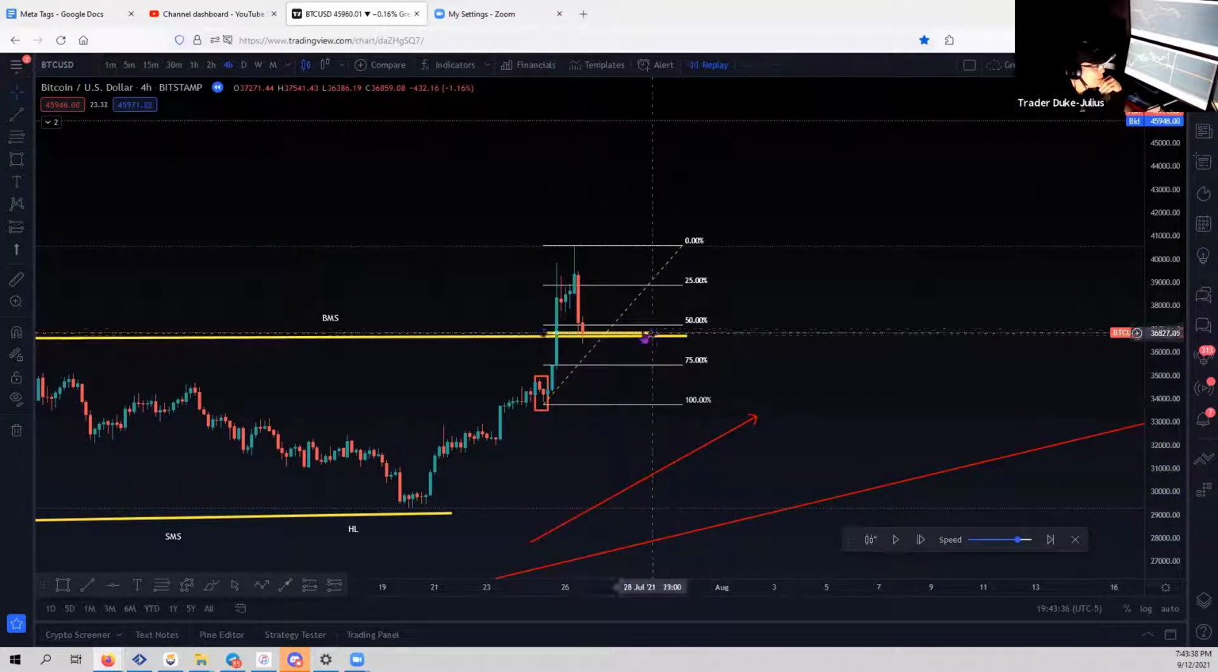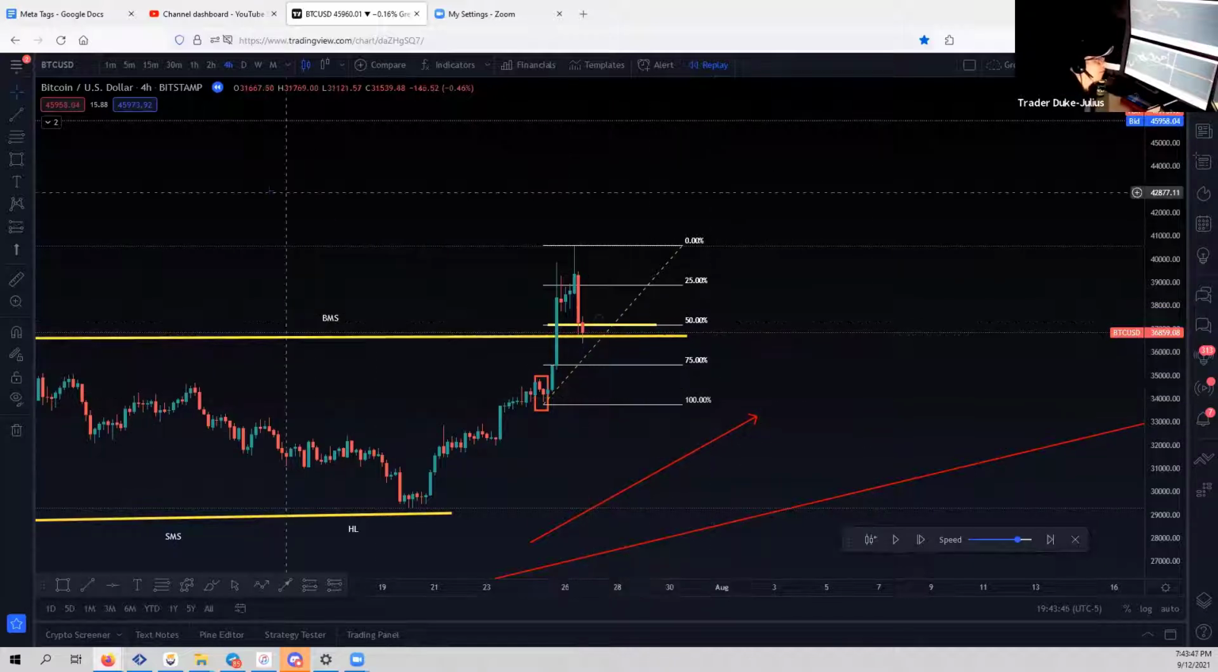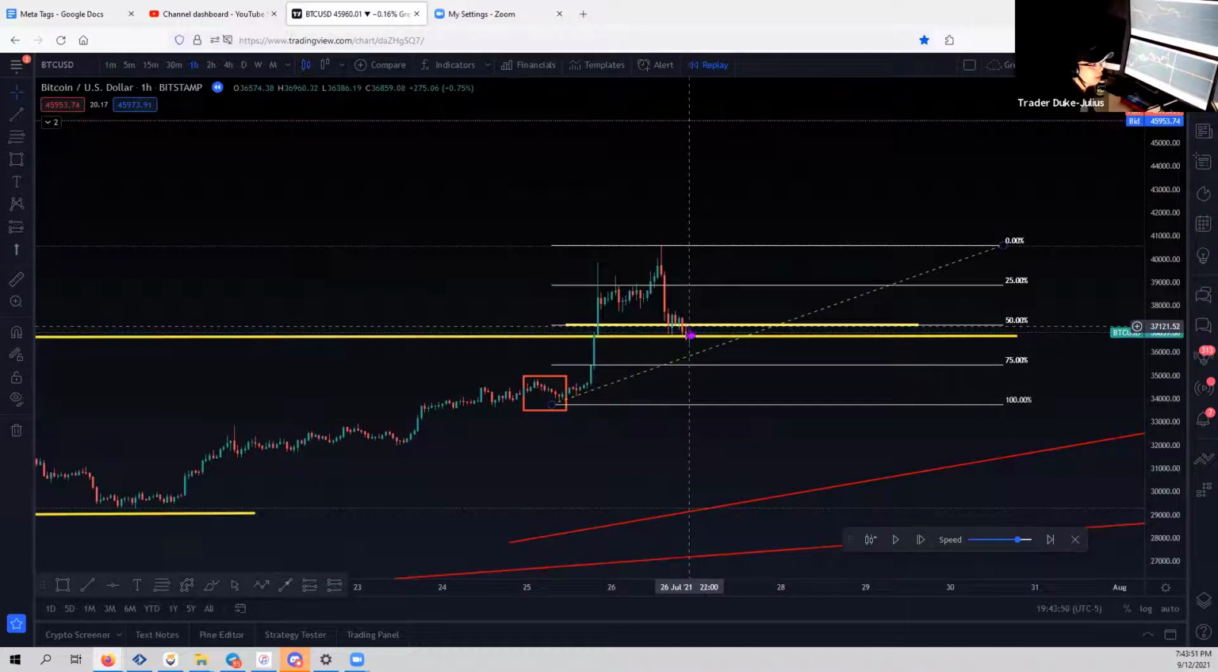Okay. So let's take this 50 line here, right there. Okay. So from here, I would drop it to the 1-hour chart. And this is the 1-hour chart. We are 50 or better on the institutional discount range.